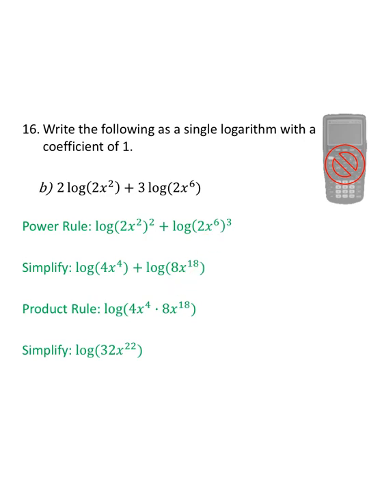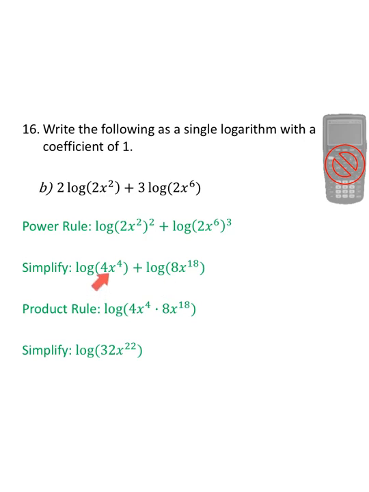This is the property of exponent distribution over multiplication, I believe is the long term for it. If you're multiplying 2 things raised to a power, you could raise each one to the power individually in order to simplify.